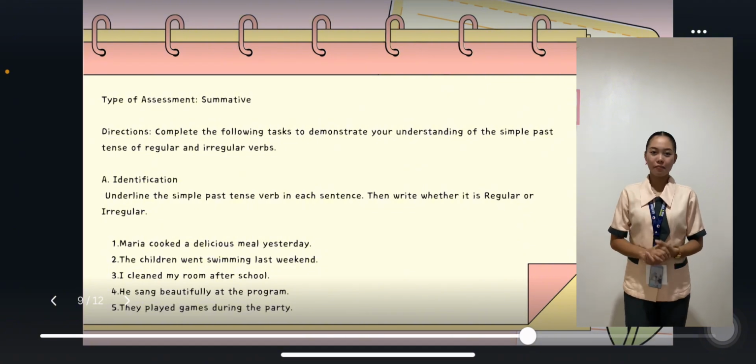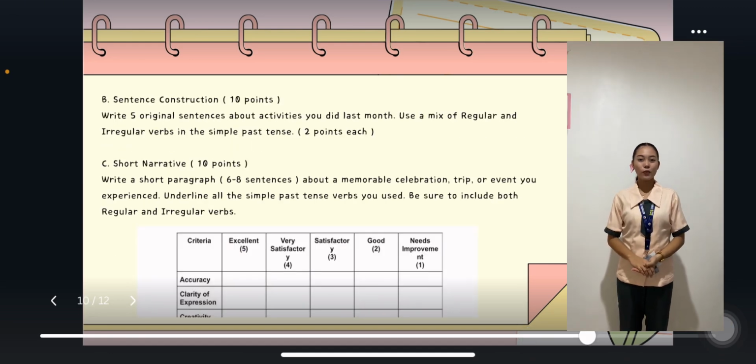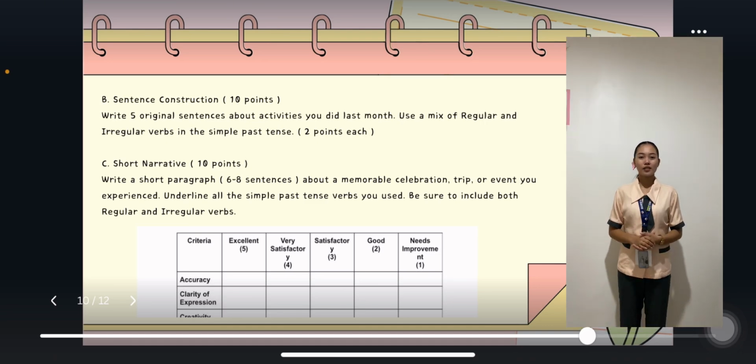So for assessment, the first task is identification. Students will underline the past tense verb in each sentence and write whether it is regular or irregular. Second, students will write 5 original sentences about activities they did last month. They should use both regular and irregular verbs. The third part is a short narrative. Students will write a short paragraph about a memorable event like a birthday.